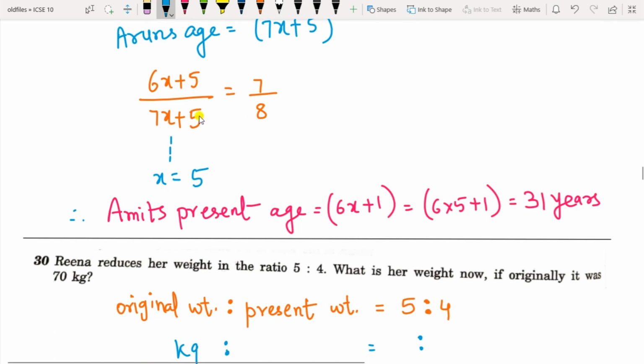So this is the ratio. Cross multiply. This is the value you get for x. Then you have to find the present age of Amit. So the present age equation is 6x plus 1. If you substitute the value of x as 5 years, you get 31 years. So Amit's present age is 31 years.